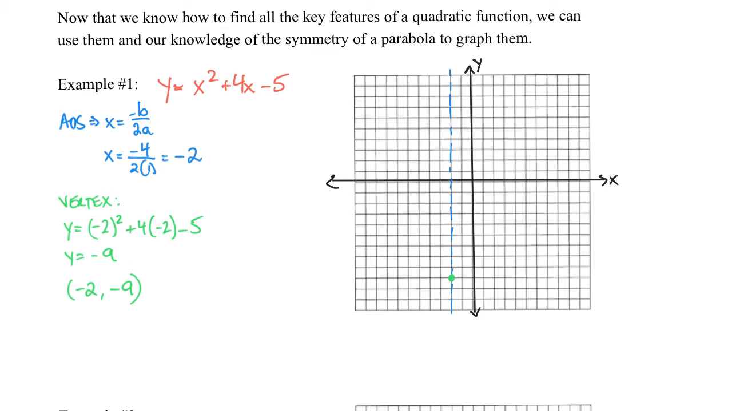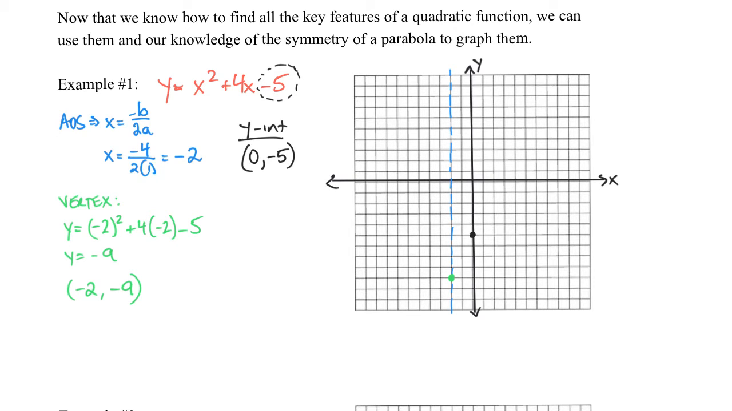Okay, now I can also find my intercepts. So let's do that. The next thing I'm going to do is find my y-intercept. Remember that since I'm already in standard form here, my y-intercept is just going to be 0, negative 5. I get that right from the constant term as long as I'm in standard form. So let's plot that one. That's at 0, negative 5. 1, 2, 3, 4, 5.